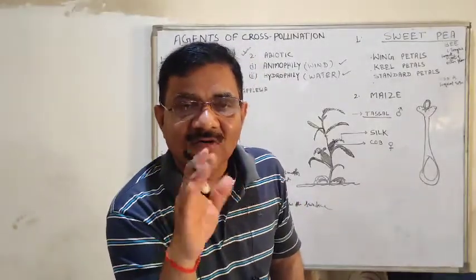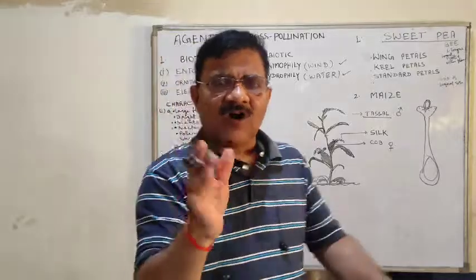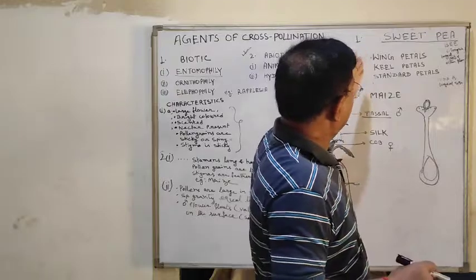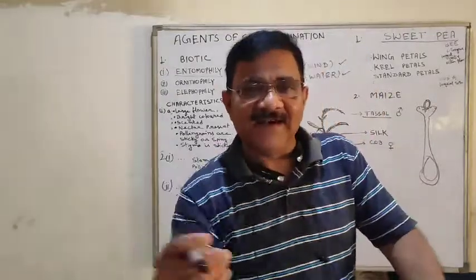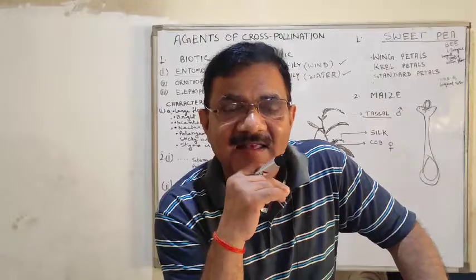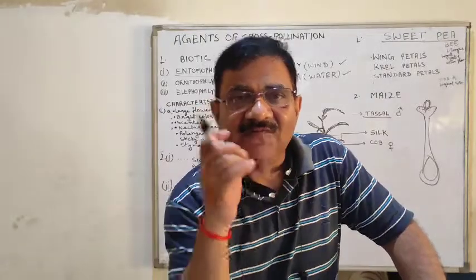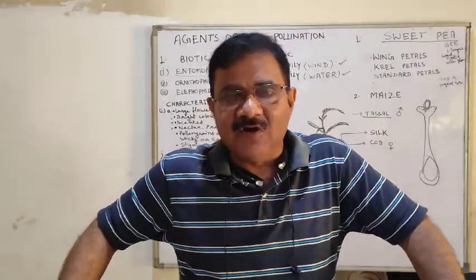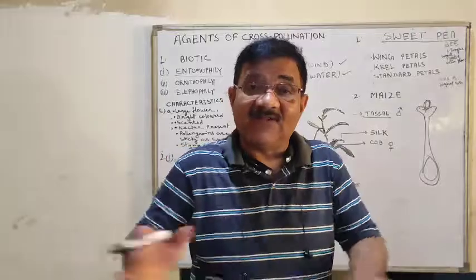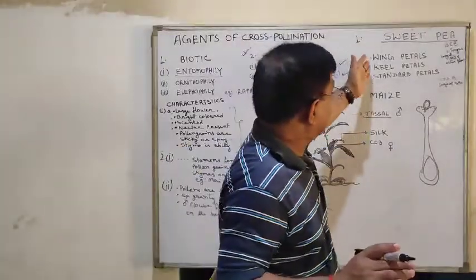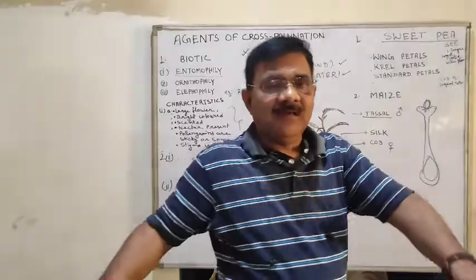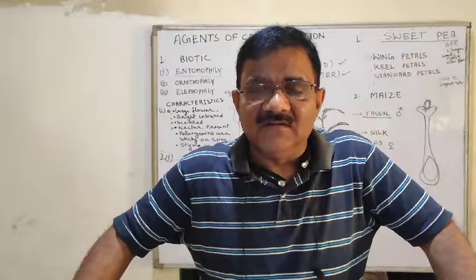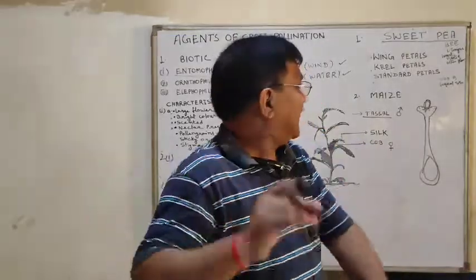Once more, an odd one out question may be given. What will I do? Wing petal, keel petal, standard petal, and one different type of petal I will add. You may be asked to find the odd one out and write the category to which the others belong. What will be the answer? That will be the odd one out, and wing petal, keel petal and standard petal belong to the sweet pea flower. So that question is very important.